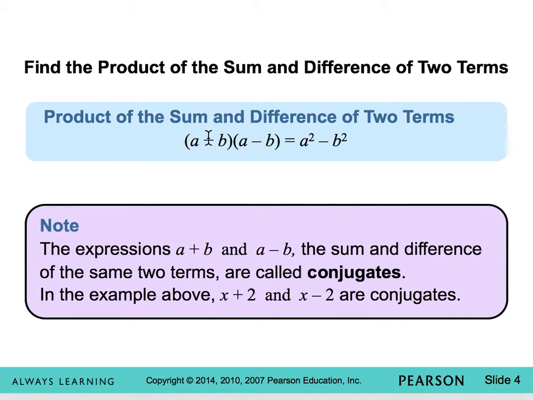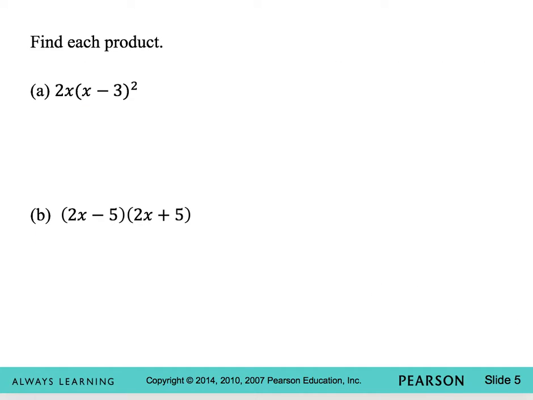Another word for these things are conjugates. So x plus 2 and x minus 2 are called conjugates if everything's exactly the same but the sign in the middle is different. And so we might call those conjugates a little bit later.